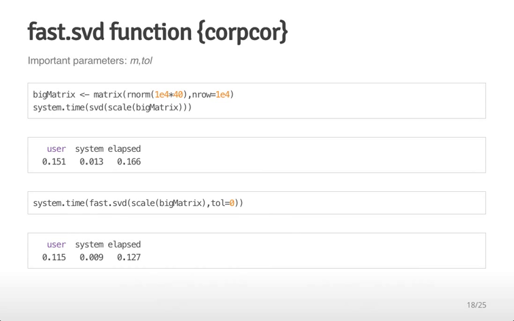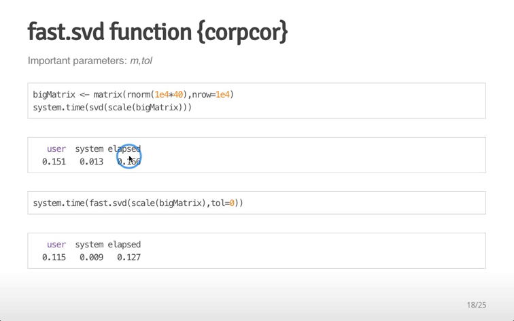You can actually perform the singular value decomposition much faster when the data set is built so that either the number of rows is much smaller than the number of columns, or the number of columns is much smaller than the number of rows. Here I've created a larger matrix, big matrix, that has 10,000 rows and 40 columns, so the number of rows is much larger than the number of columns. If I perform the singular value decomposition on this big matrix object, I see that it takes about 0.16 seconds to perform that operation. If I use the fast.svd function, it actually performs the calculation substantially faster, so 0.127 seconds. This doesn't seem like much of a difference, but if the matrices get much larger than this, it can be much, much larger in terms of the computation time.